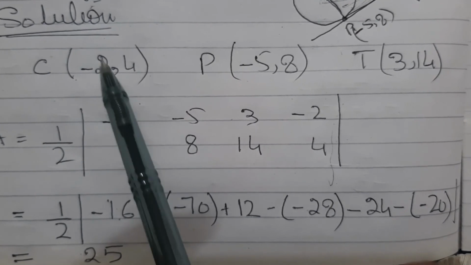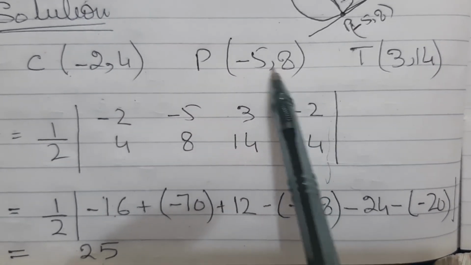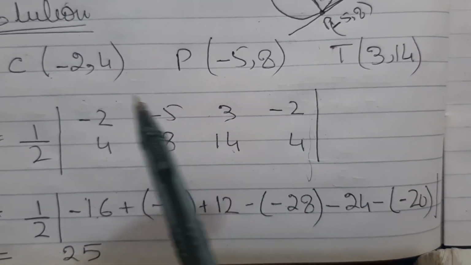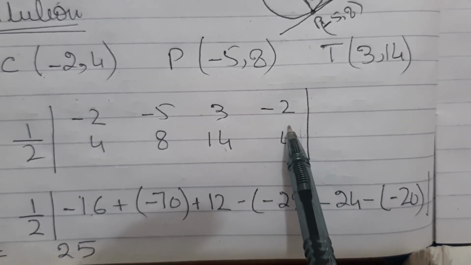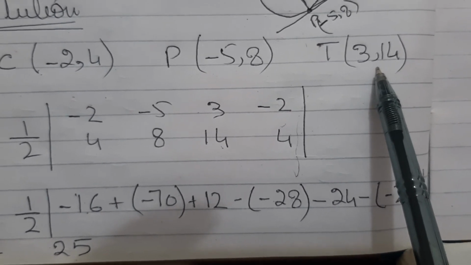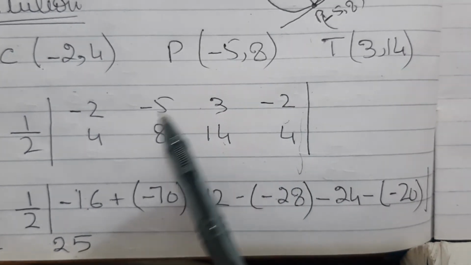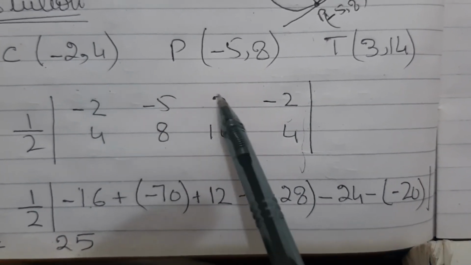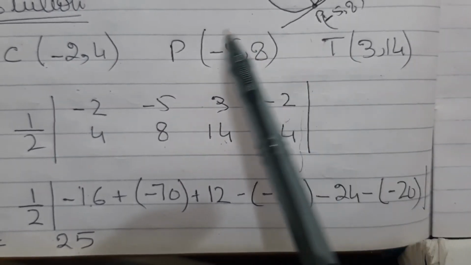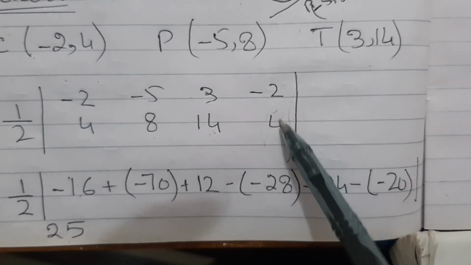What I'm doing is writing the first point here, minus 2, 4. Then the second point, minus 5, 8. Third point, 3, 14. And the first point we repeat here. In case I want to start from here, because one can wonder which point should come first, I can start with 3, 14, minus 5, 8, minus 2, 4, and the first one I will repeat here. So whatever point you want to write first, you can, but whatever you write first, you have to repeat at the end.